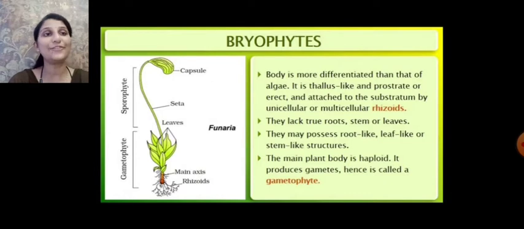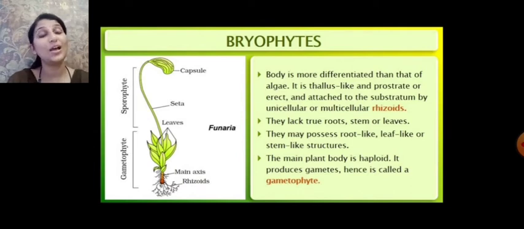And the body is more differentiated than that of the Thallophyta. Even though their body is thallus-like, they do not have a true stem, true leaves or true roots. They have stem-like, root-like, and leaf-like structures. Their body is more differentiated when compared to the thallophytes. Their body is thallus-like, prostrate or erect.